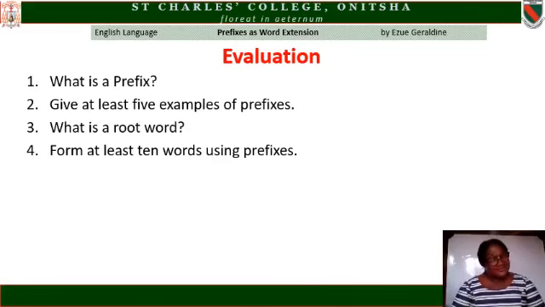So I am expecting that you will be able to give me answers to these questions. 1. What is a prefix? 2. Give at least 5 examples of prefixes. I said at least 5. You can give up to 10 or 15. Then what is a root word? Give me examples of root words. Then you can form at least 10 words using 5 prefixes.